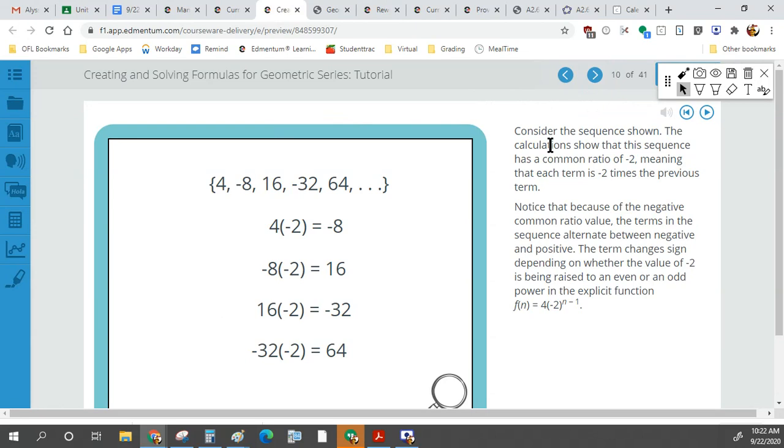All right, so if we're looking at this rule where we're always multiplying by -2, notice how they keep alternating. It's a positive, then a negative, a positive, then a negative, because we're multiplying by a negative. So notice that because of the negative common ratio, the terms in the sequence alternate from negative to positive. That's because a negative times a negative is a positive, but a positive times a negative is a negative. So they're going to keep flip-flopping.